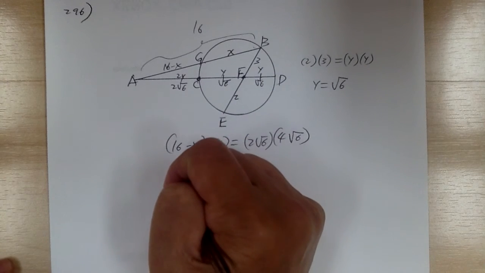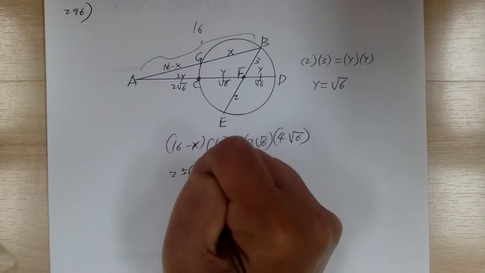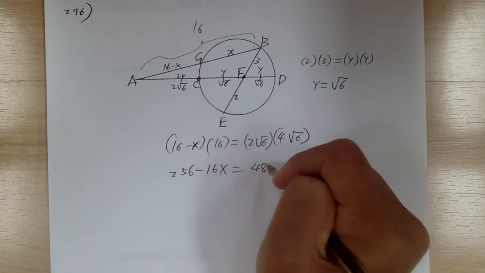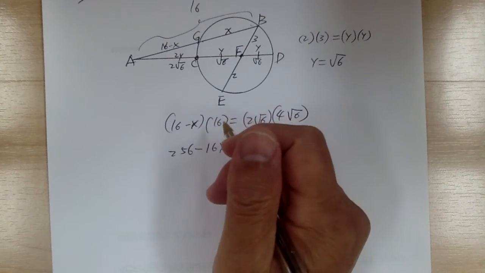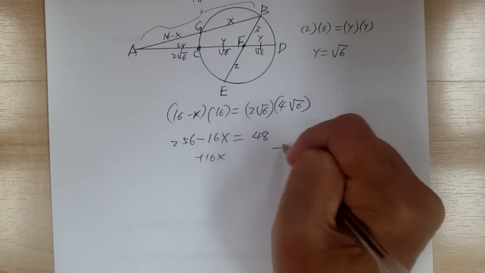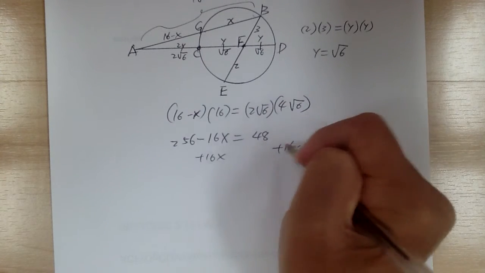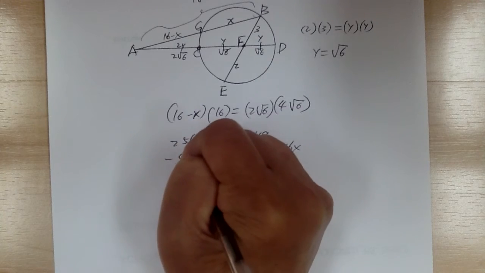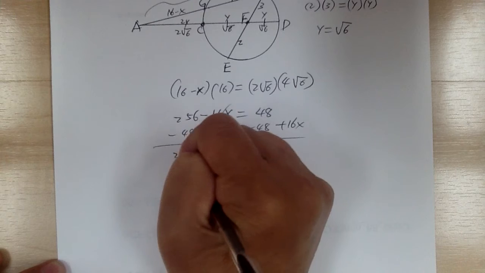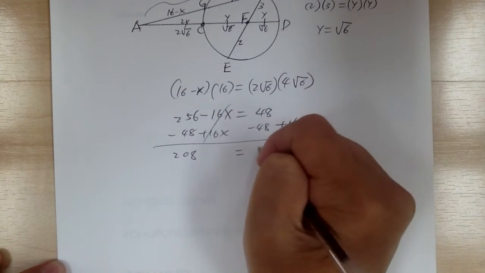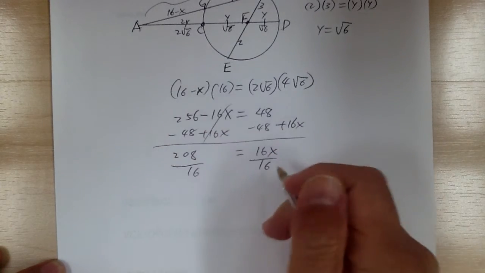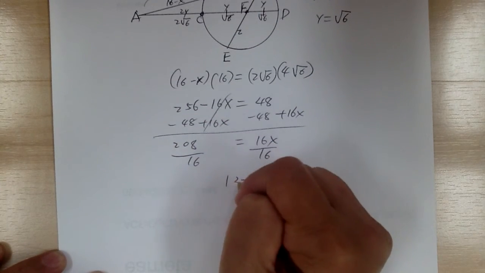So you got 256 minus 16x equal to 48. So plus 16x to move this to the other side and minus 48. Okay, so you got 208 is equal to 16x, divided by 16, divided by 16. So x equal to 13.